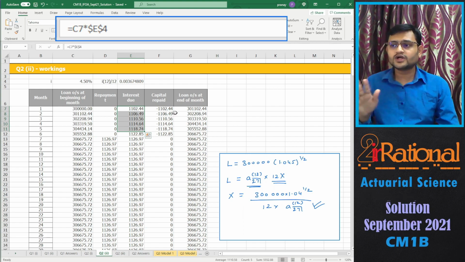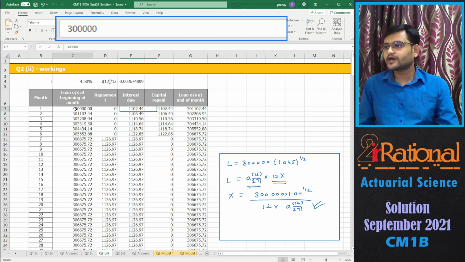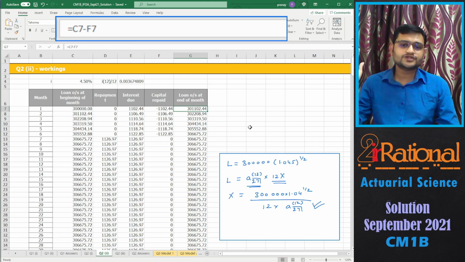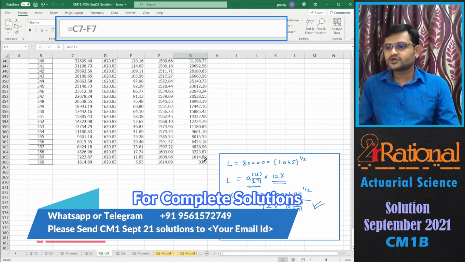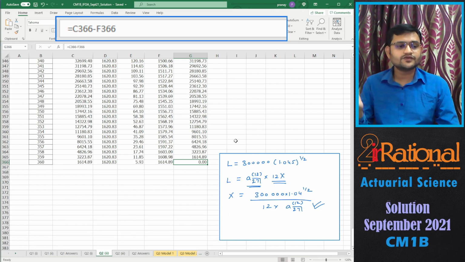That again goes on forever, it will not at all change, and our loan outstanding would be our loan at the beginning minus the capital repaid. And then loan at the beginning of the second year is just loan at the end of the first year, and all you have to do is drag all of them and make sure that you get almost a zero value at the end, and we get 0 here. It's a very small value, it's not exactly 0. In 2 decimal points it is giving us just a 0 value.